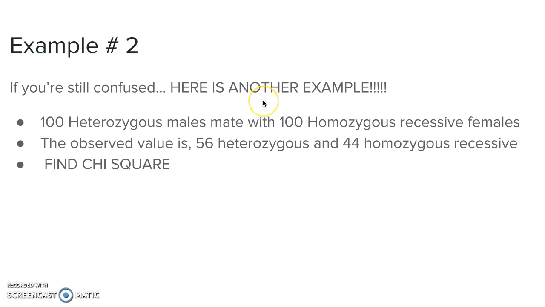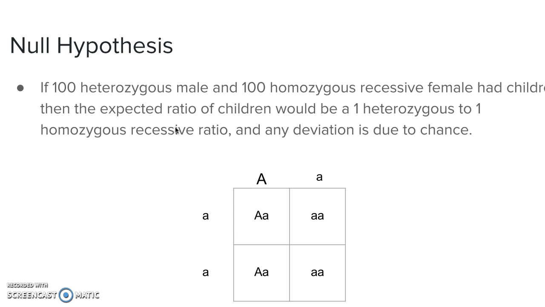So if you're still confused, here's another example. Let's say there's 100 heterozygous males that mate with 100 homozygous recessive females. The observed value is 56 heterozygous and 44 homozygous recessive. Find chi-square. If 100 heterozygous males and 100 homozygous recessive females had children, then the expected ratio of their children would be 1-to-1 heterozygous to homozygous recessive, and any deviation is due to chance.